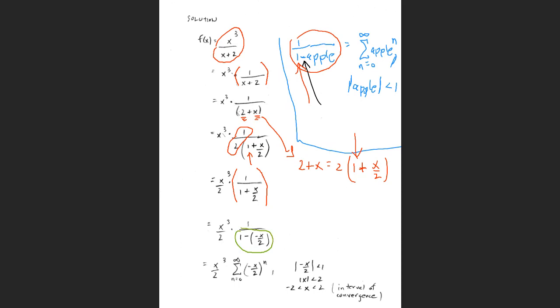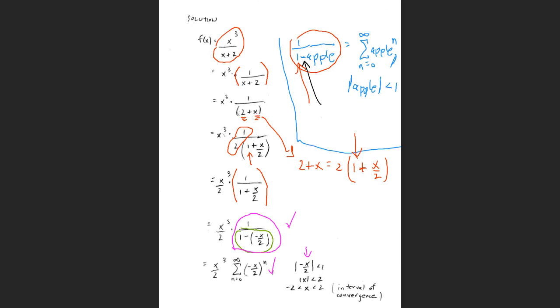And now this fraction is in the right form to be able to use the apple formula. So we can apply the apple formula and get a power series. We recognize that the common ratio is negative x over 2. Remember, geometric series can have negative ratios also.